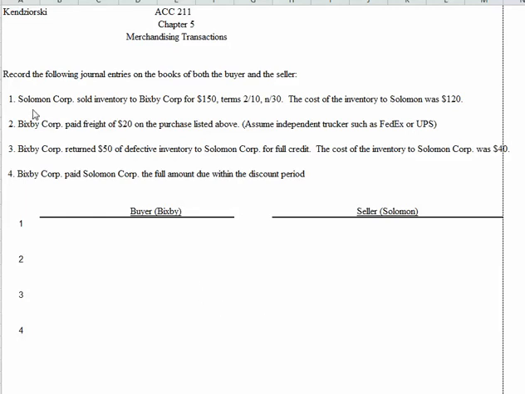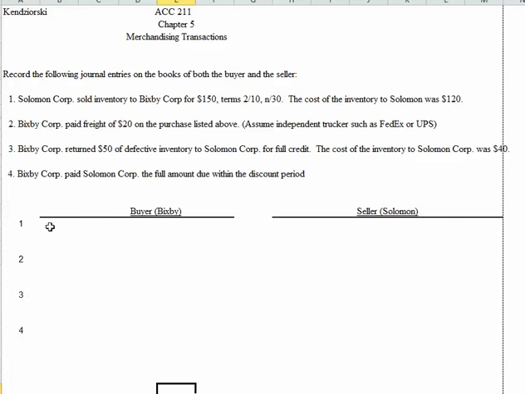So in entry 1, Solomon is our seller, selling inventory to Bixby for $150. Here's our terms that we just learned about, 2/10 net 30. The cost of the inventory to Solomon was $120. Well, if we record that first on the books of the buyer, the buyer is only aware of the retail price, $150. The buyer does not know at all how much the seller originally paid to acquire those goods.